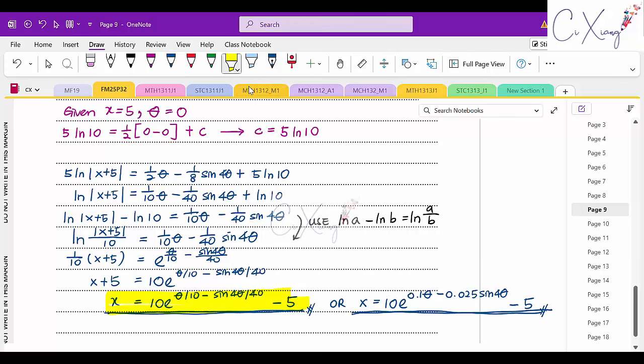But you have to make sure that the negative 5 belongs to the same level as the base number. The negative 5 does not belong to the power of the e. So you have to take note of this. Basically, this is how we solve question number 6.